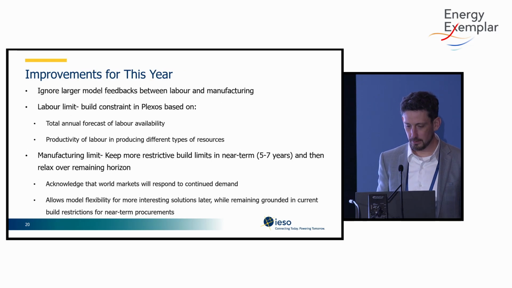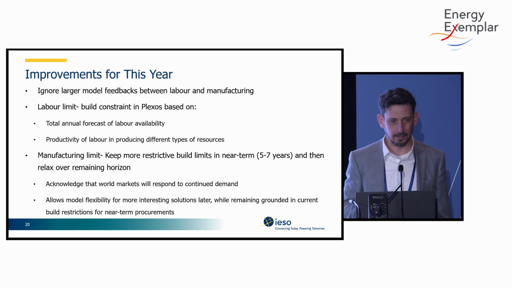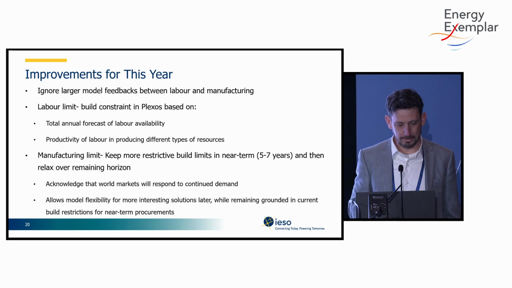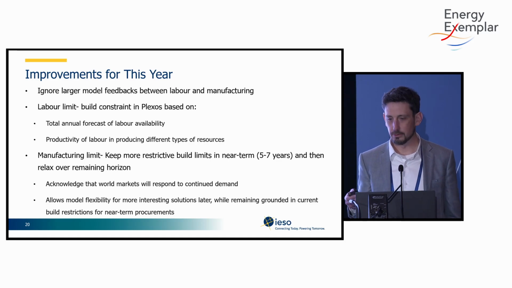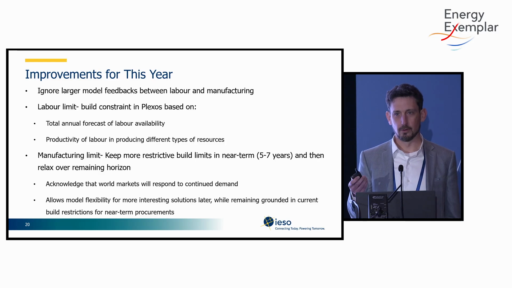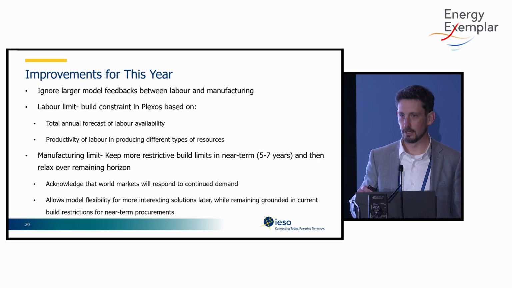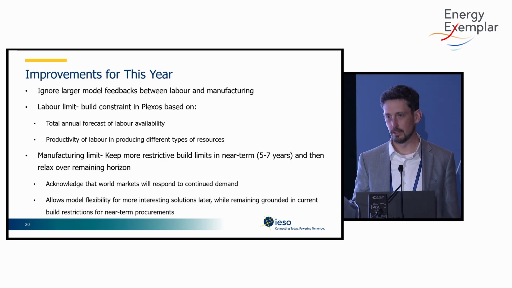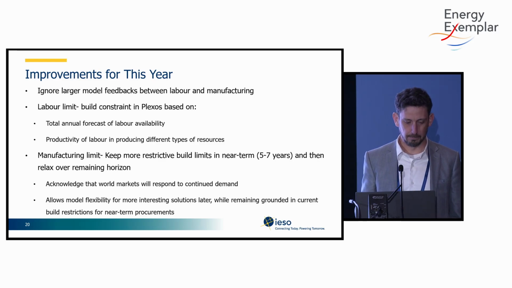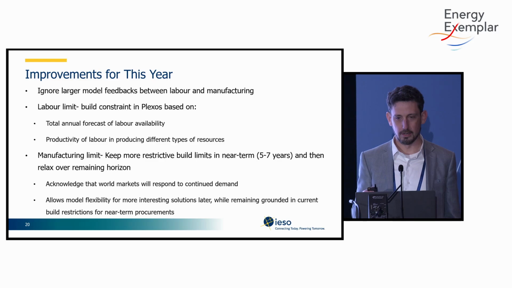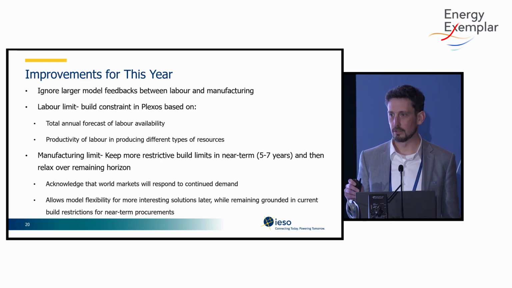So what we landed on for the next cut that we're going to start in the next couple months is that we're going to ignore within the model those larger feedbacks between labor and manufacturing. And we're going to try to put the direct limits that we're interested in right into PLEXOS, get rid of the iterative approach, and focus on the labor side, really just labor allocation, right?